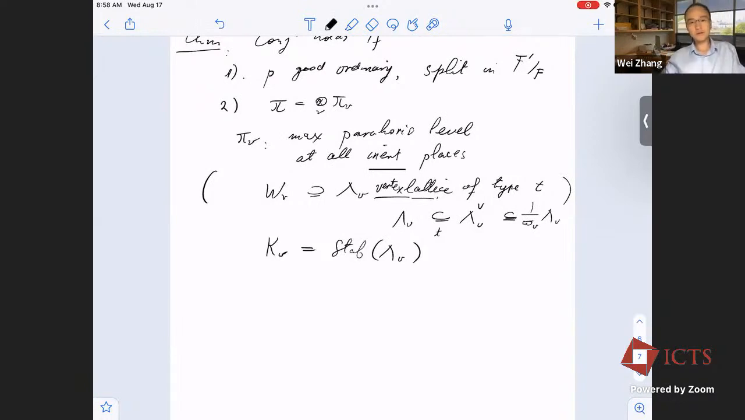Implicitly, I want all the places to be unramified. This is unramified everywhere, which is a very unfortunate condition in the sense that it rules out the rational numbers and quadratic extensions over Q, because there's always ramification.